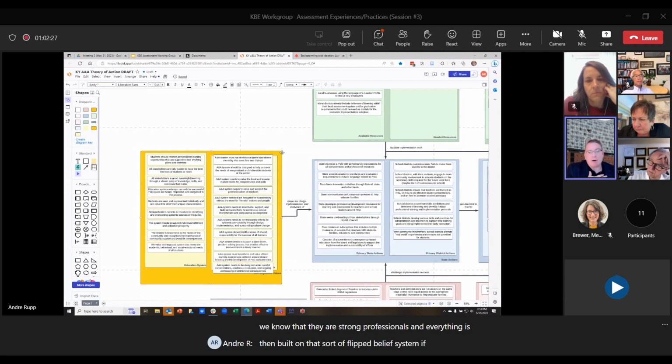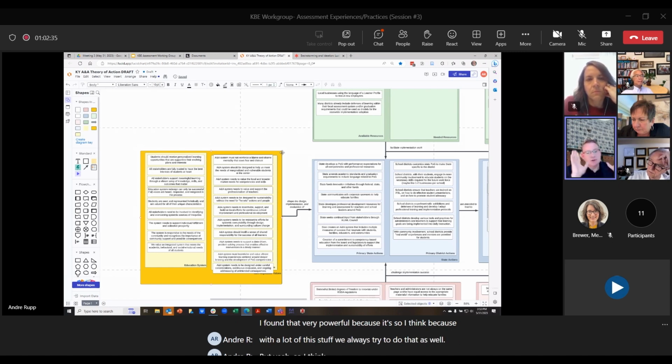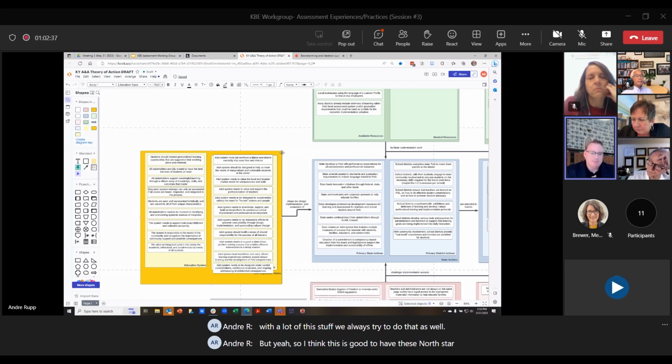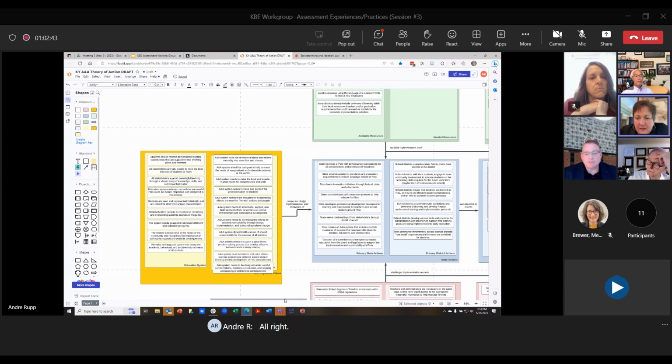I found that very powerful because with a lot of this stuff, we always try to do that as well. So I think it is good to have these North Star principles that people can agree with or disagree with. All right, so let me just. I don't know if that was Ron Allen or not, but yeah, it was. Yes, to that work in BC.